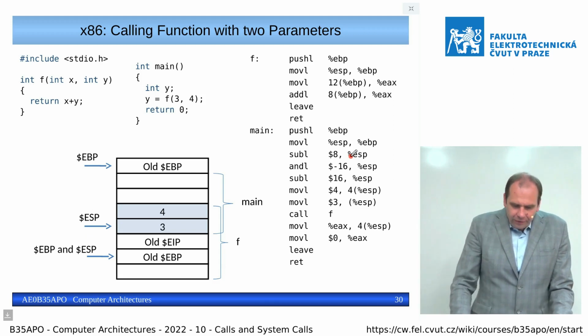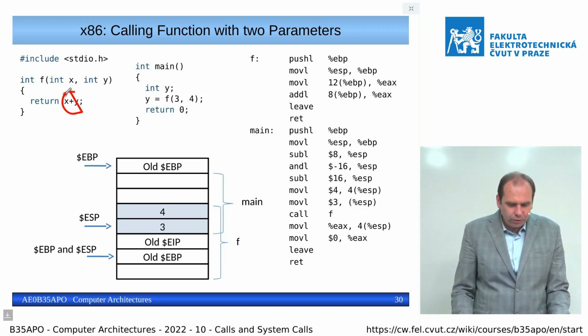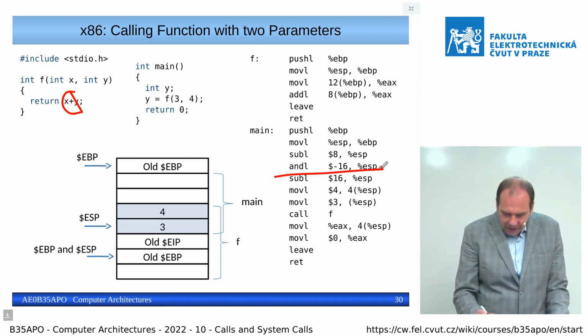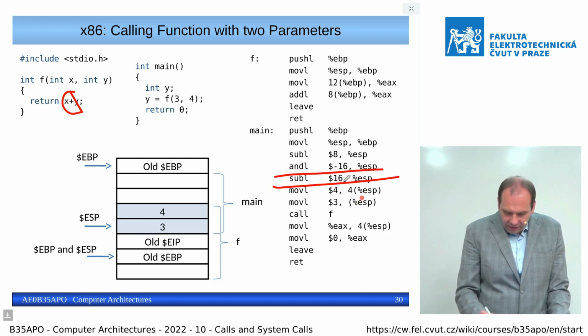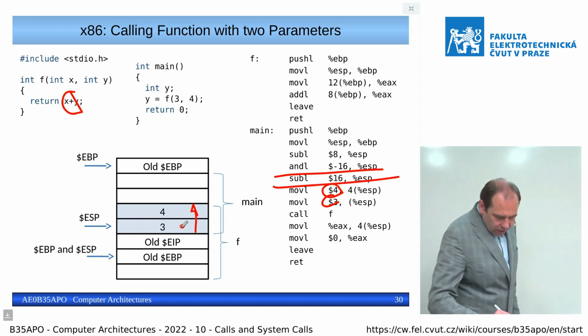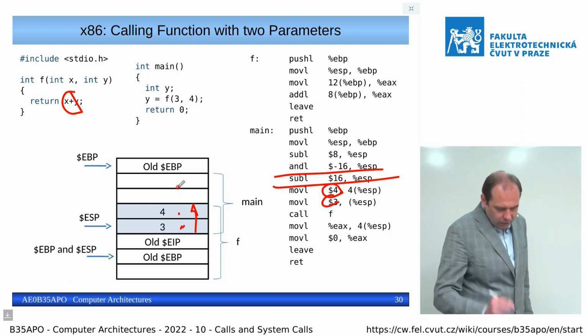Okay, now if we have two arguments and we want a function which sums those two arguments, then we again create the space on the stack, then we put the arguments to the stack, and we start from the lowest address, we start with the leftmost argument, and so on.